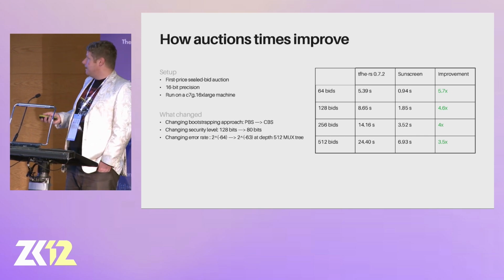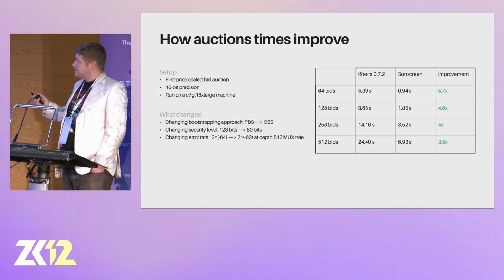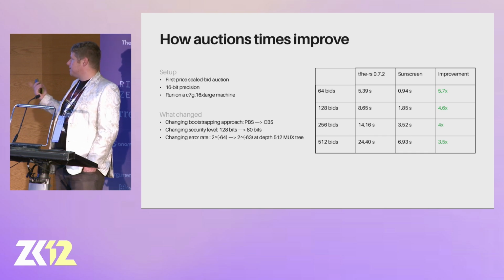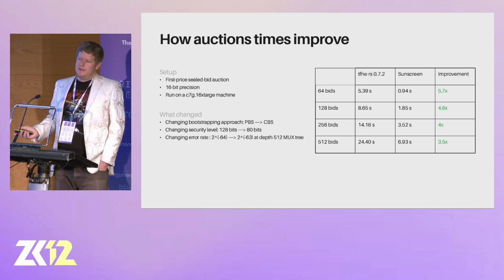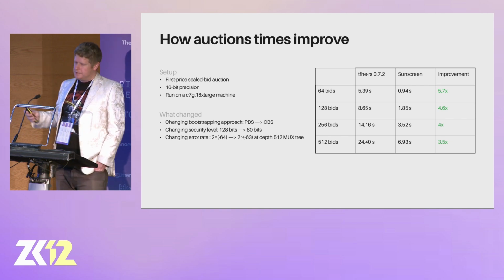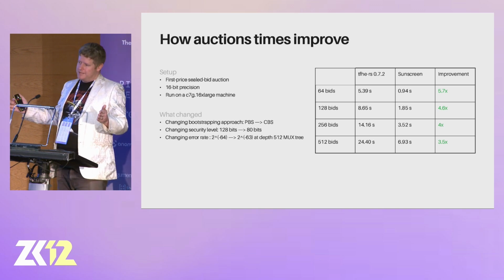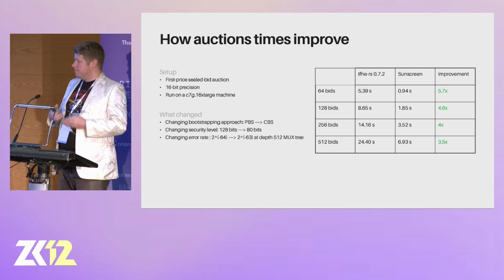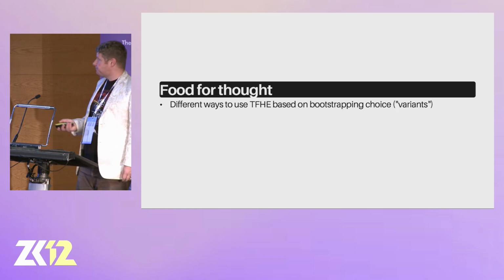And what we find is that at 64 bids with 16-bit precision, Sunscreen is 5.7x faster. At 128 bids, it drops to 4.6x. 256 bids, it's 4x. And 512 bids, it's 3.5x. And this kind of decreasing speedup results from Gustafson's law. As more parallelism becomes available, the larger you make the auction, the programmable bootstrapping algorithm has more parallelism to exploit and starts to catch up.